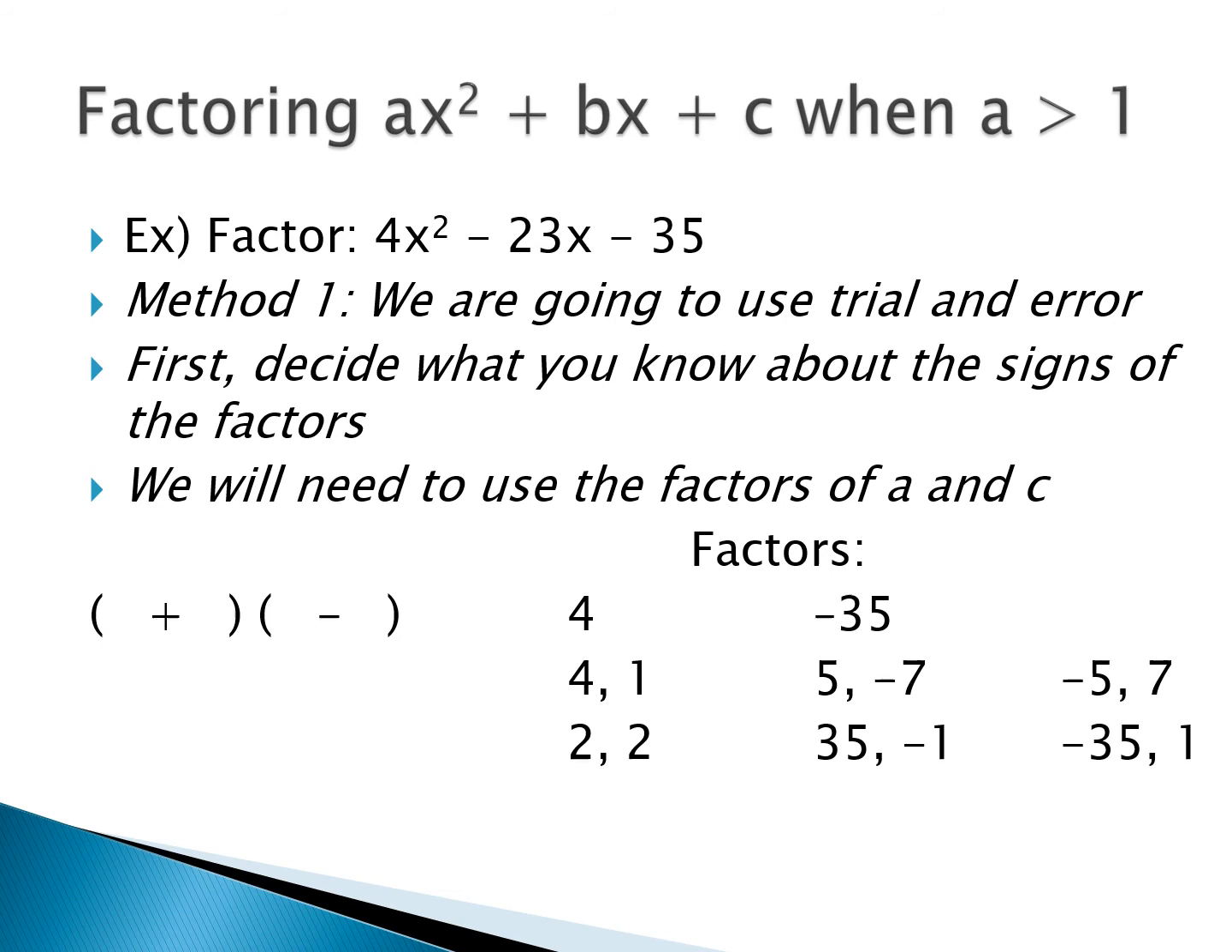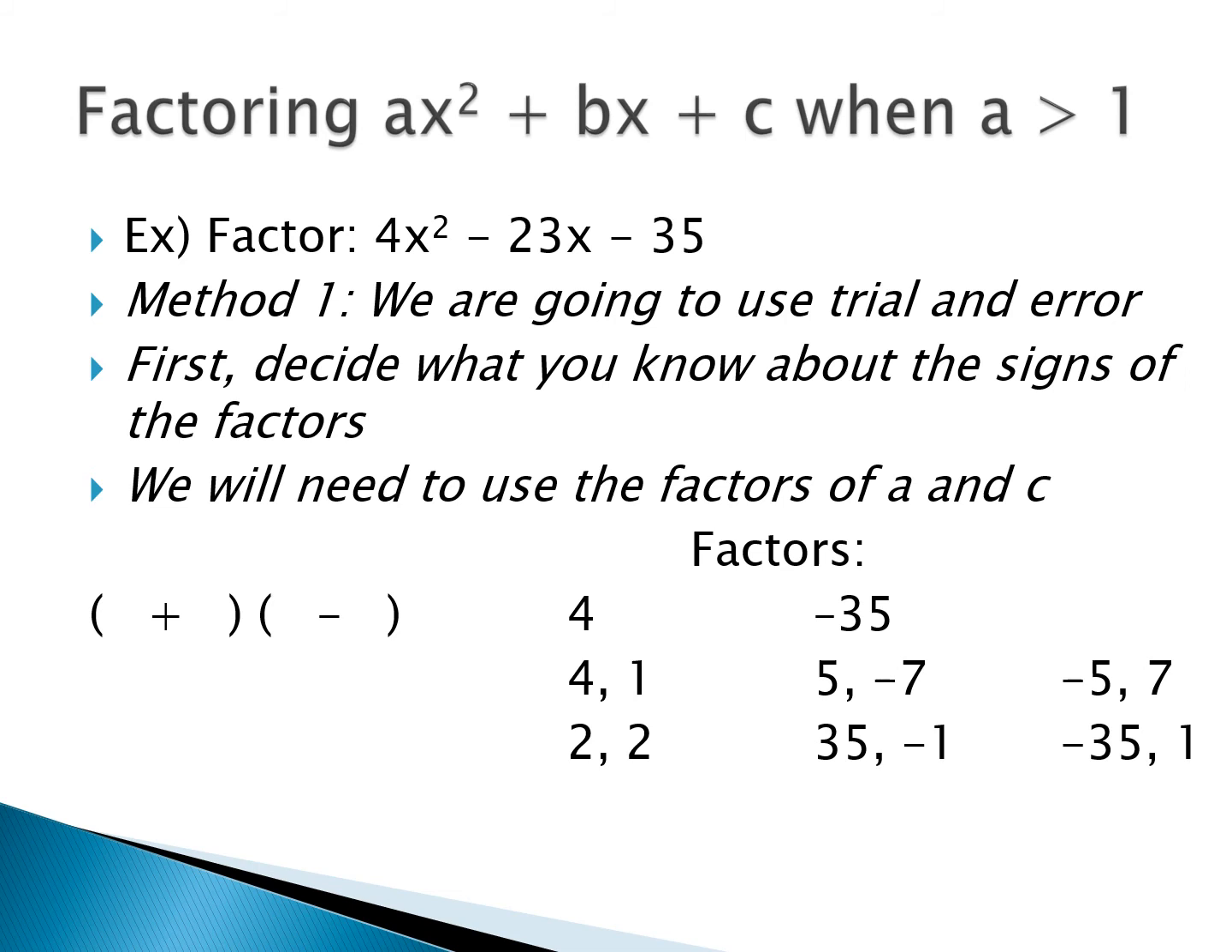So for this one here, what you notice is that I have 2 pairs of numbers for the 4, and I also have 4 pairs of numbers for the minus 35. Because it's minus 35, I'm going to have some combination where one of them is positive and one is negative. And so for this one, when I'm plugging it in, I've got to try plugging in the 4 and the 1, and plugging in the 2 and the 2.